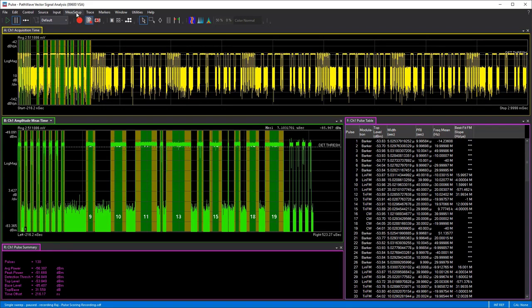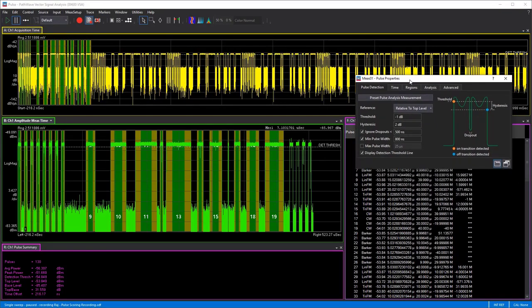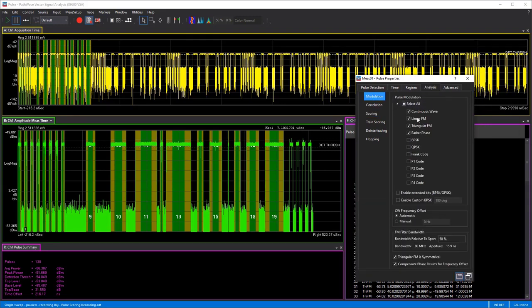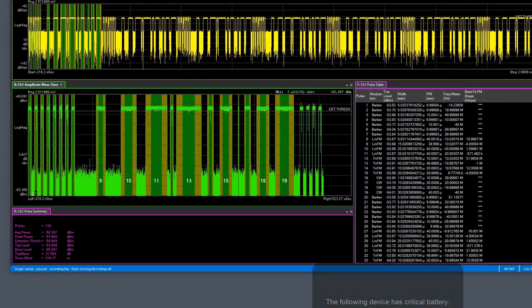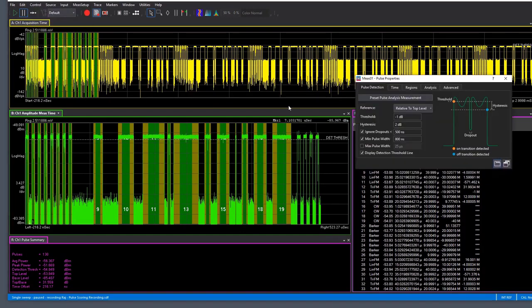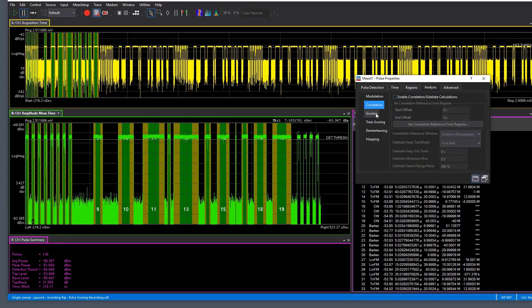So I'm going to go into the measurement setup and then pulse properties. And then within this pulse properties dialog, I'm going to select analysis. Now in the analysis menu, I have several options. We have our pulse modulation analysis to determine what we want to automatically demodulate. We have correlation, like we talked about, in terms of the overall measurements for time side lobe. And then we have scoring.